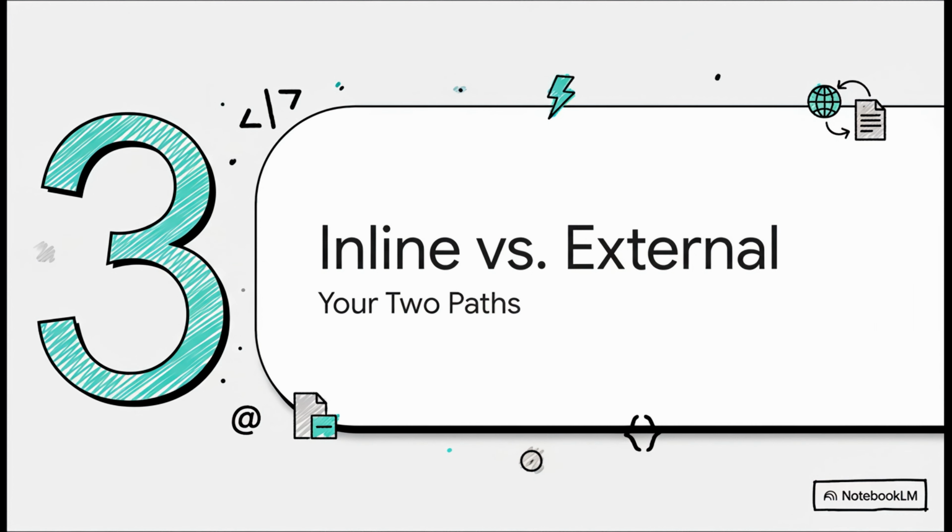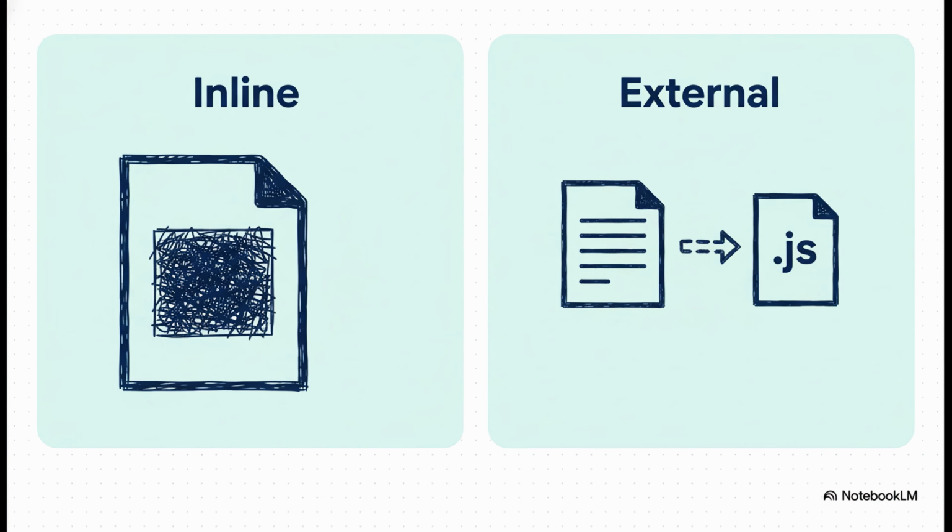Now that you know about the script tag, you basically have two main ways you can go. You can either write your code right there inside your HTML file, or you can keep it in a totally separate file. Let's take a look at both paths. Okay, let's break this down. On one hand, you've got inline scripts. That just means the code lives right inside the script tags inside your HTML.